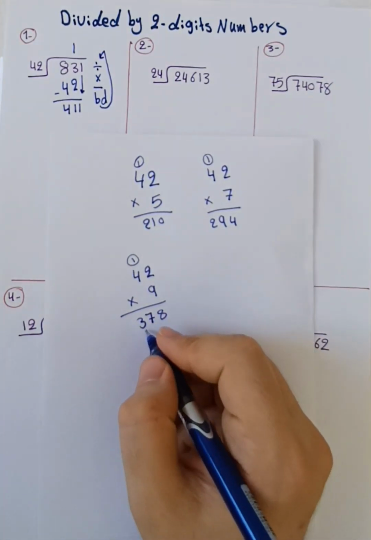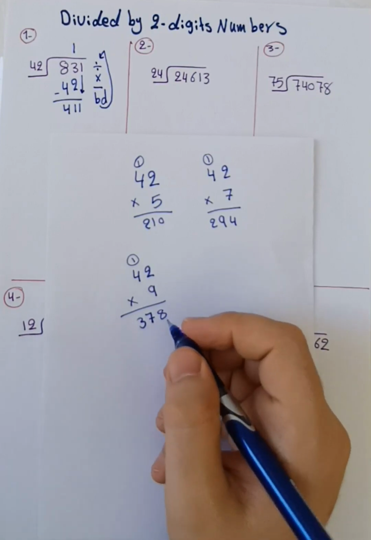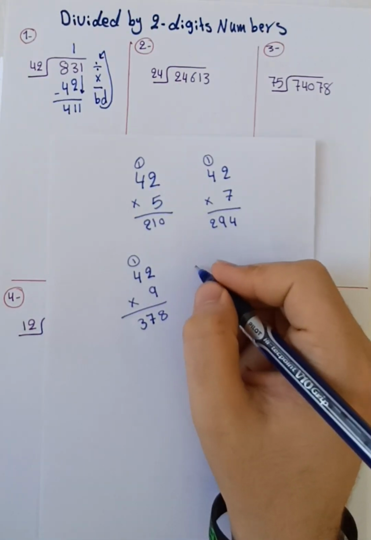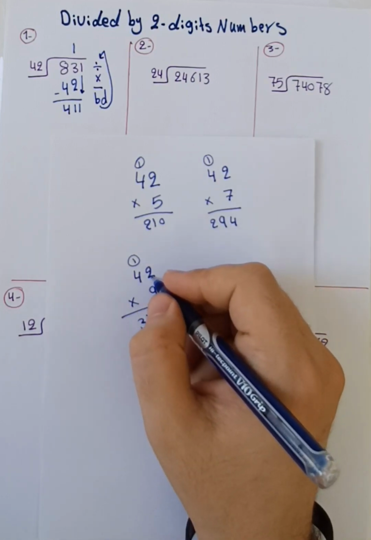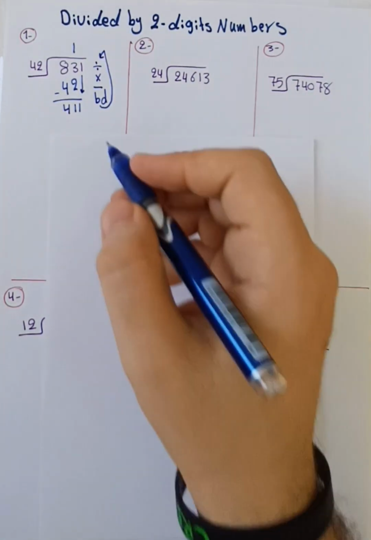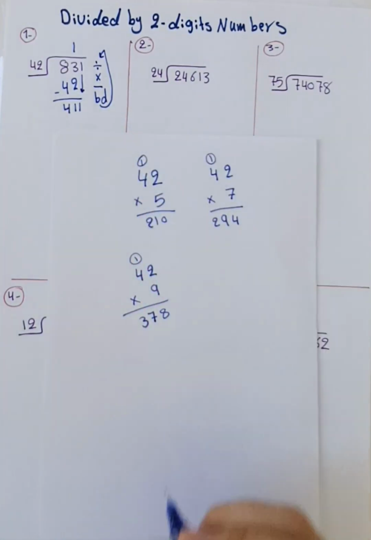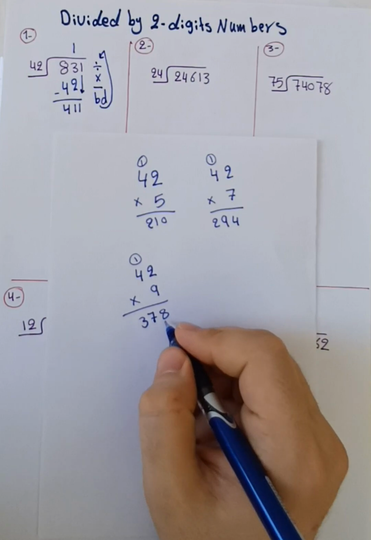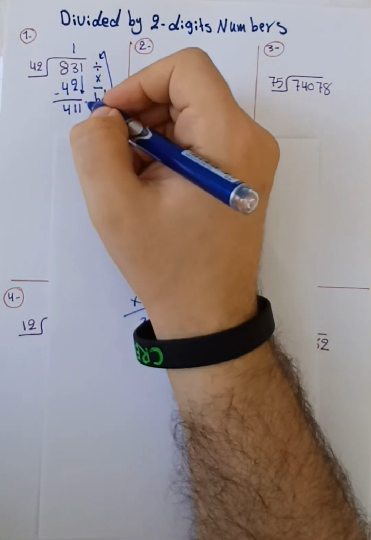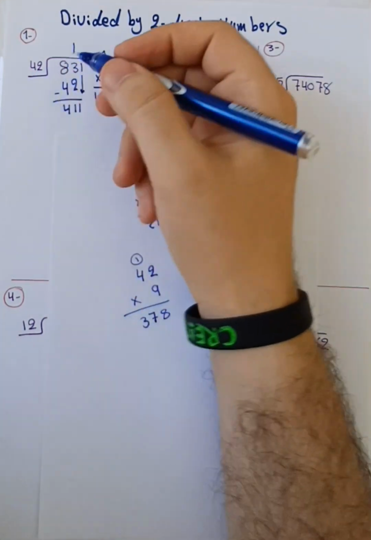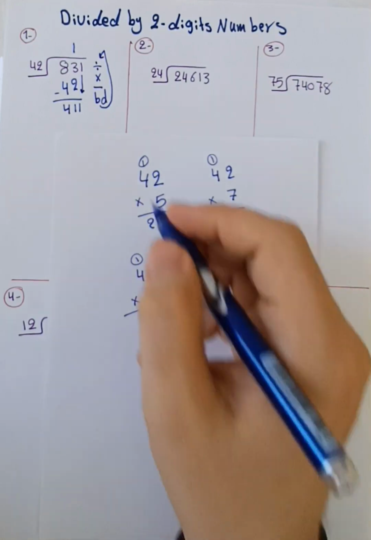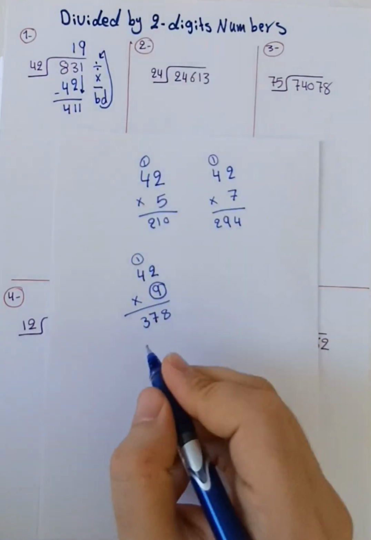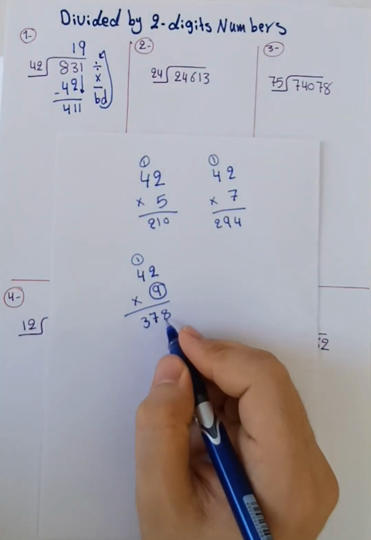So we get 378. If we try 10, we will get 420. So 420 is greater than 411. So the suitable number is 378. So 411 divided by 42 equals 9. And then 9 times 42 equals 378.